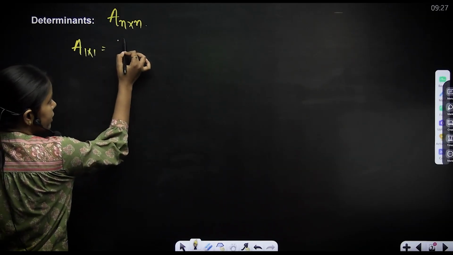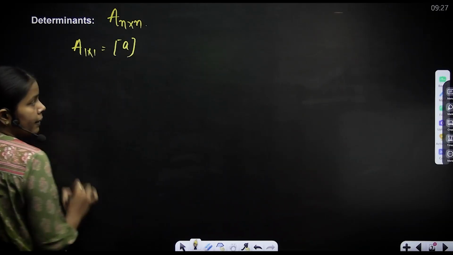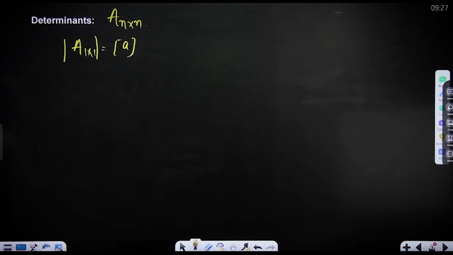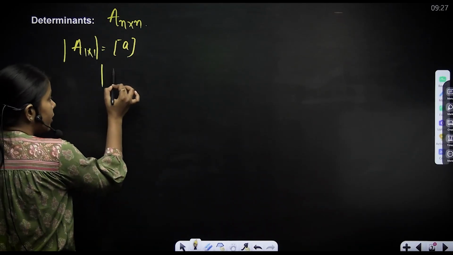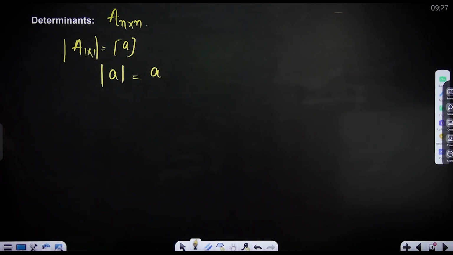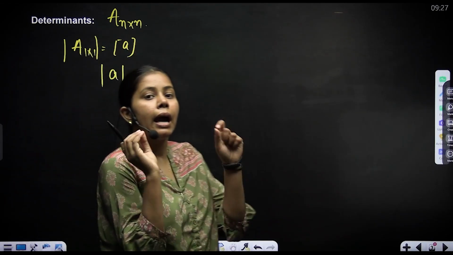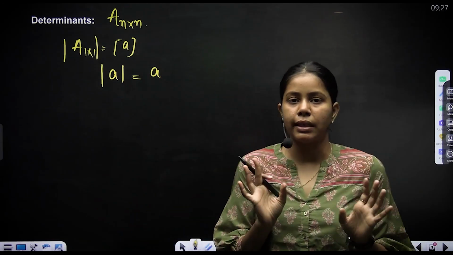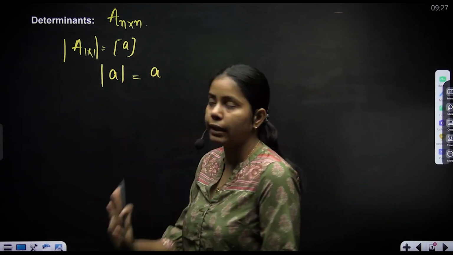1 cross 1, that means this is a matrix A. If I need to find the determinant, I represent the determinant with two single lines. So here the determinant would be this matrix. The determinant of a single value would be the same value, because what is a determinant? I use a single value to represent a matrix, and that I say is my determinant. So here that is my determinant.